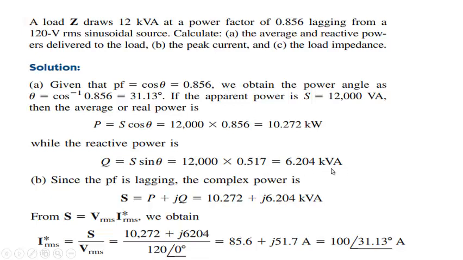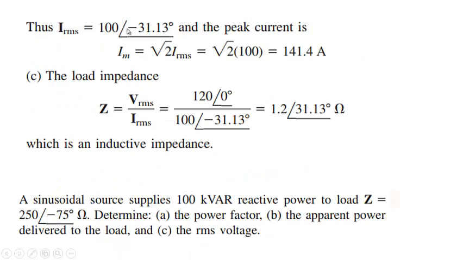It is this value. Since the power factor is lagging, the complex power will be given as S equal to P plus jQ, that is this plus j times this. So this can also be obtained from here: S is equal to V into I RMS squared. Here we need to find I star, the conjugate of I, which will be equal to S divided by V RMS. S is given, divided by V RMS. It comes out to be this. This is I star. I will be equal to 100 at an angle of minus 31.13. That is over here. This is the I RMS value. Peak value of the current will be equal to root 2 times this value, that is 141.4 amperes.